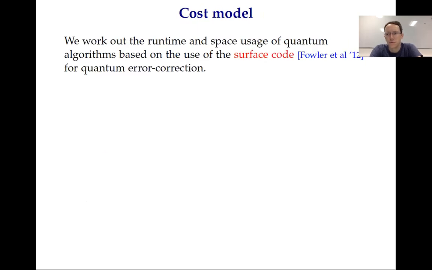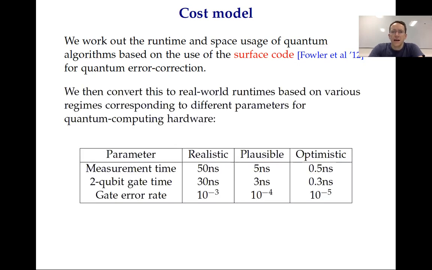Okay, so in order to work out what the overall cost is of the quantum algorithm when we're really running it on hardware, we need to understand the effect of error correction. And we chose to use the surface code for this, which is a very well studied and prominent approach for quantum error correction. And in particular, people have worked quite hard to optimize its complexity, which is nice. And then once we've worked out the runtime and space usage of the overall quantum algorithm, we then convert this to real world runtimes based on various regimes that correspond to different parameters that the quantum computing hardware might have.